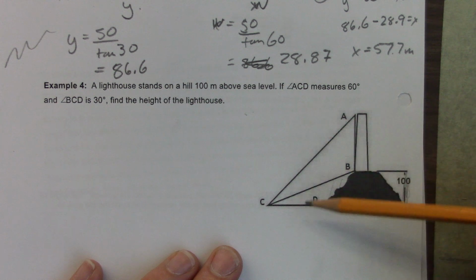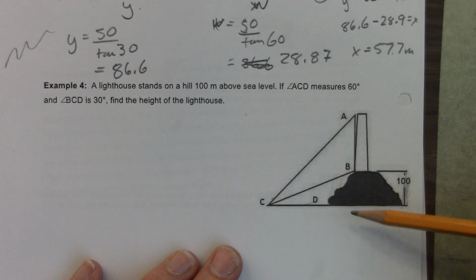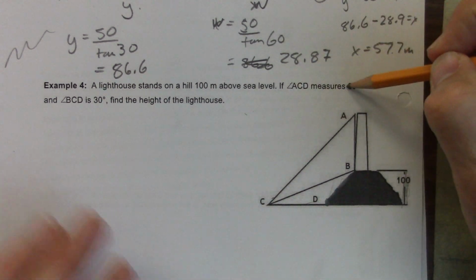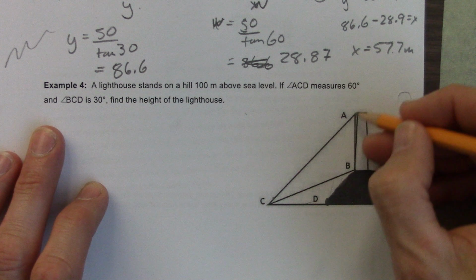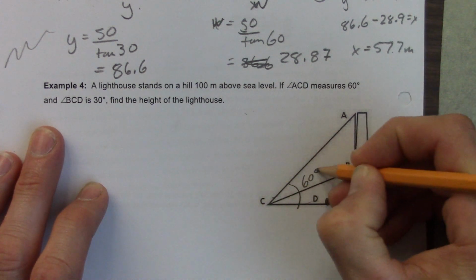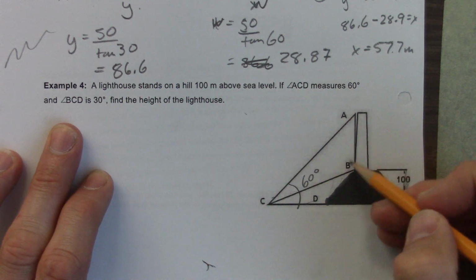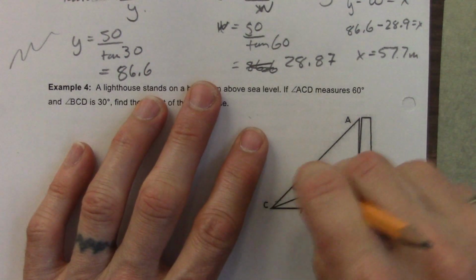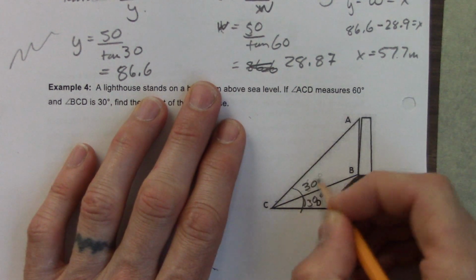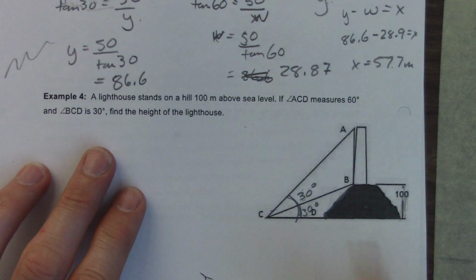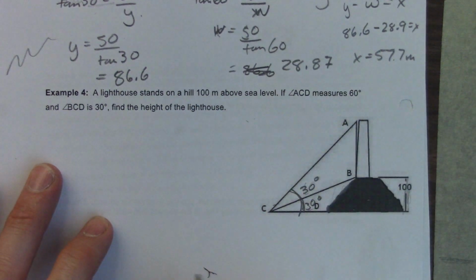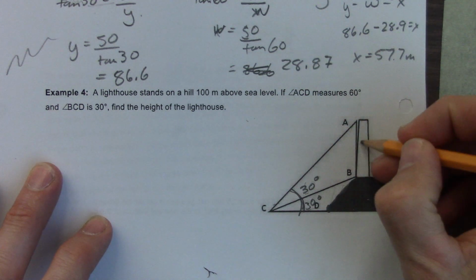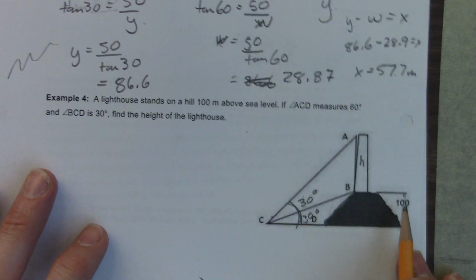If ACD, I think D is this point here, right? Measures 60 degrees. So this is 60 degrees. And BCD is 30. So this is 30. So then this angle in here has to be 30 because it obviously cuts in half. Find the height of the lighthouse. So we have to find H here, the height of the lighthouse.